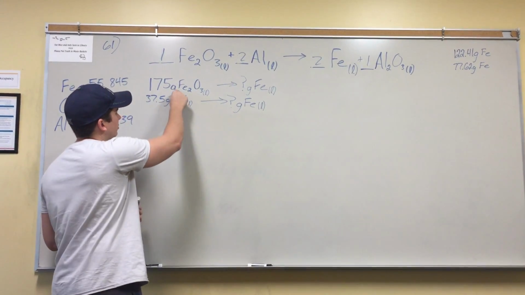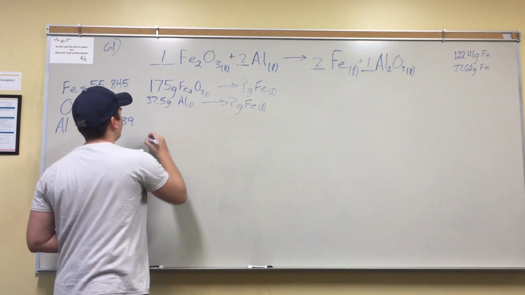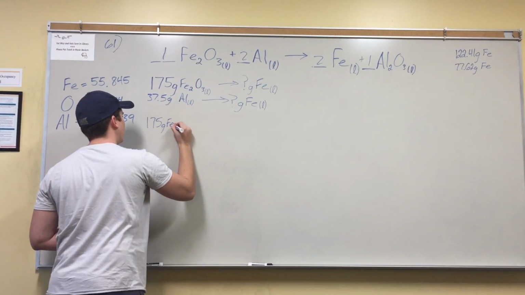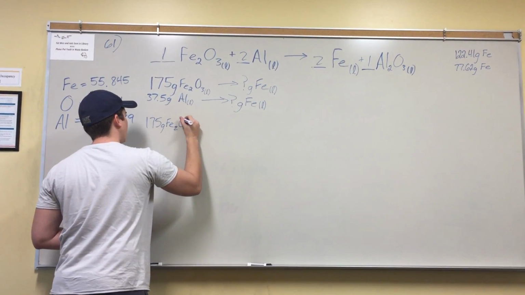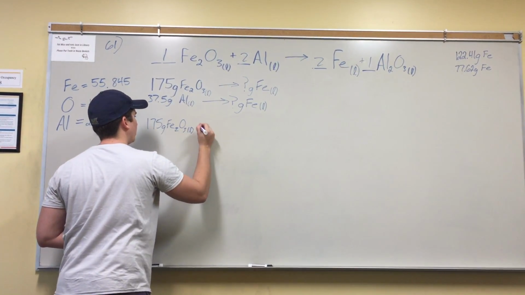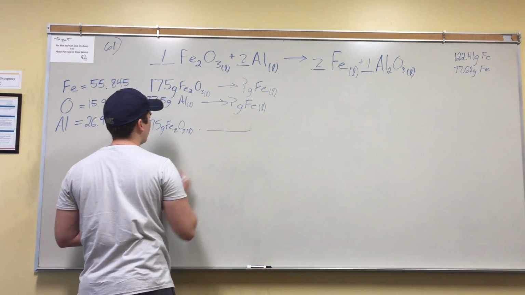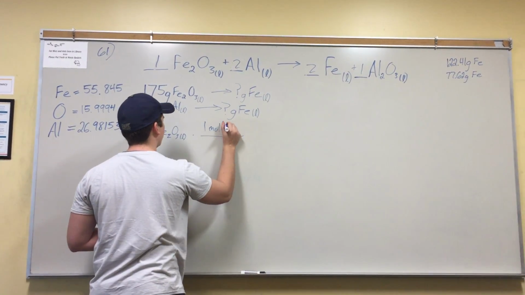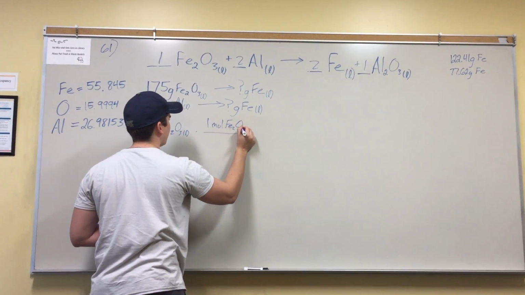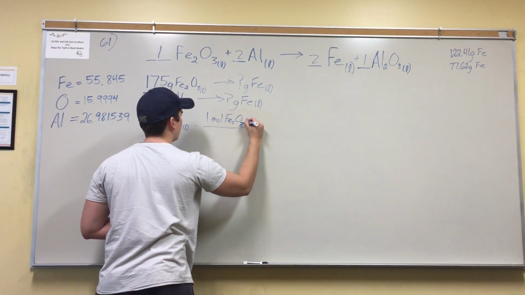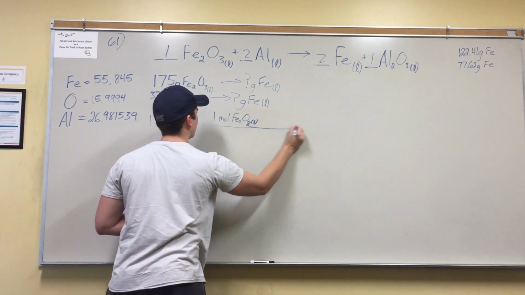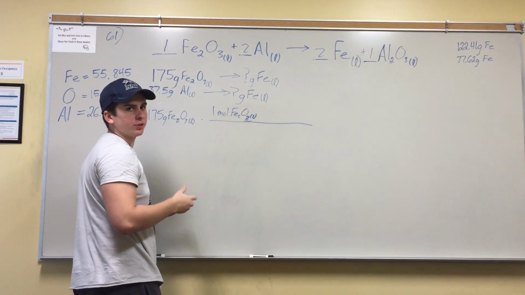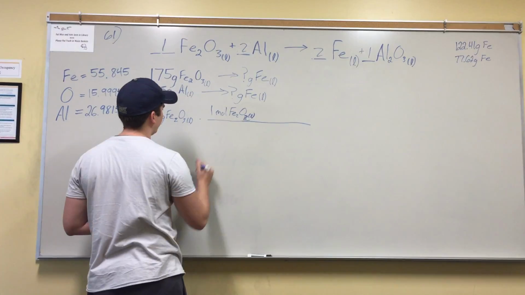We're given 175 grams of iron 3 oxide. So we begin with 175 grams of iron 3 oxide in liquid form. And you're going to multiply that by 1 mole of iron 3 oxide over grams to cancel out the grams and end up with how many moles of iron 3 oxide you have.